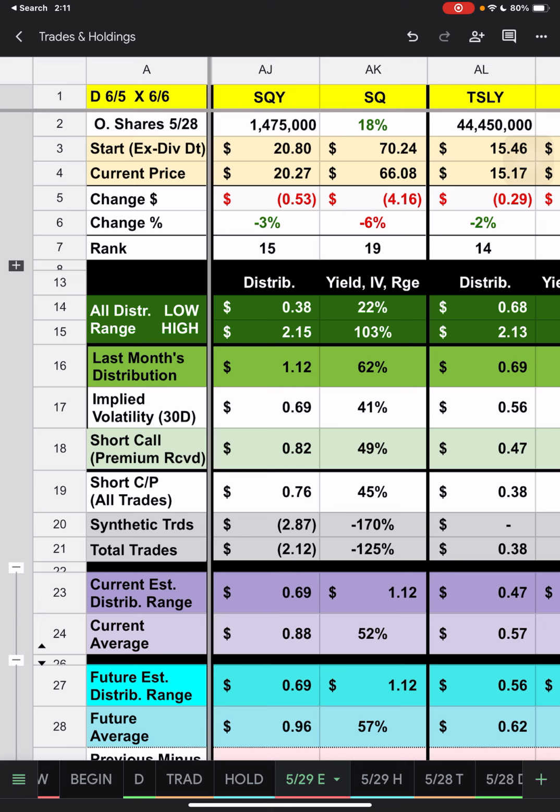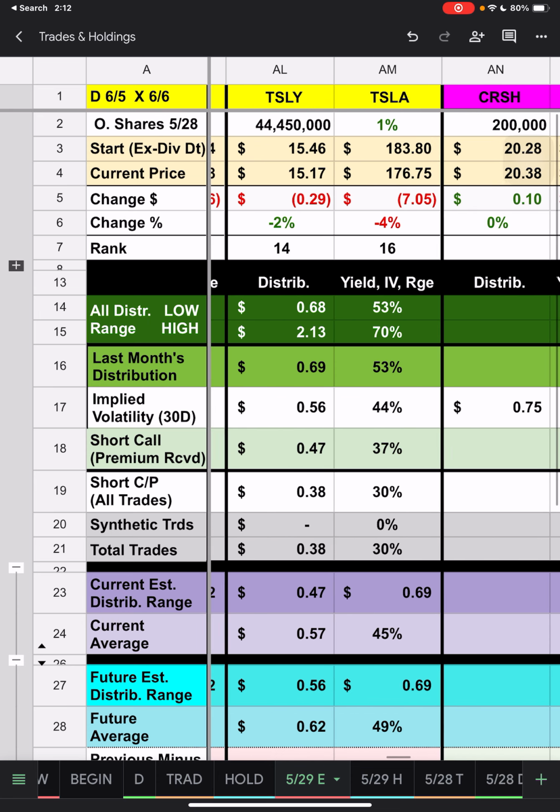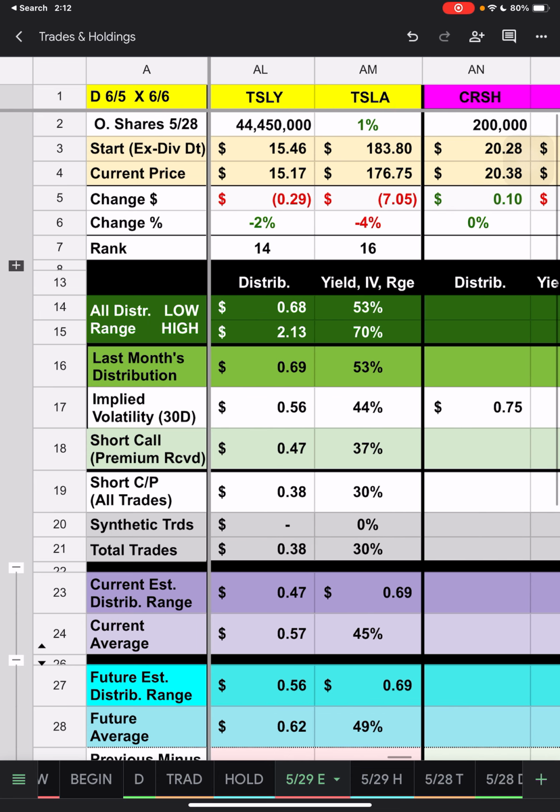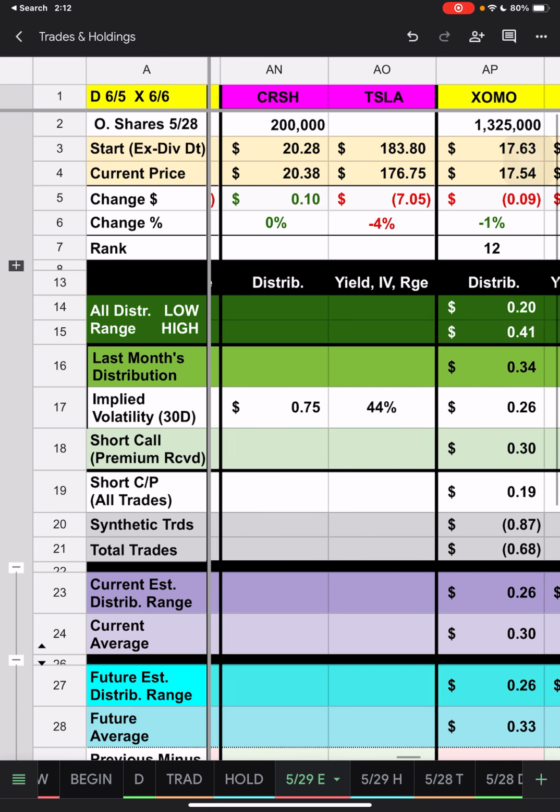But anyway, today we're at 69 to $1.12 with a 96 average. Yesterday we were 67 to $1.15 with a 98 average. And then we have Tesla here. 56 to 69 with an average of 62. Yesterday was 54 to 69, average of 63.